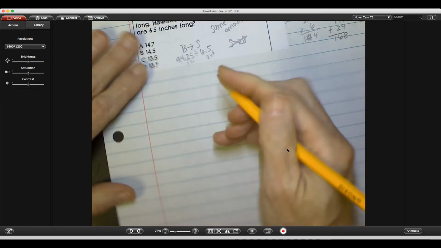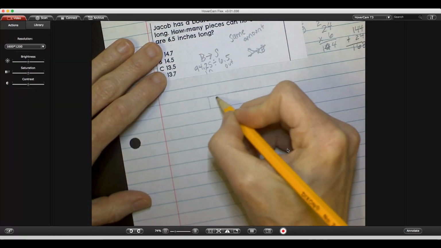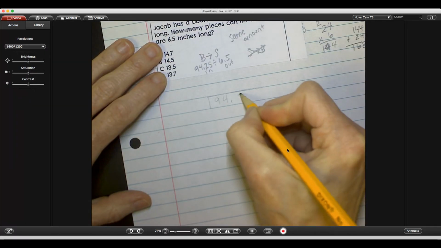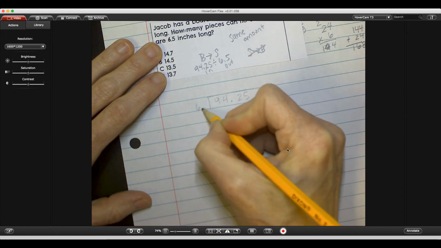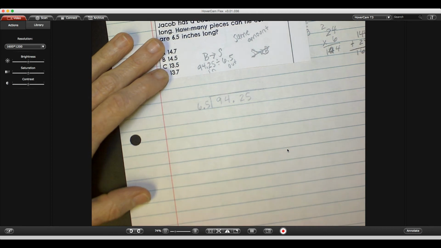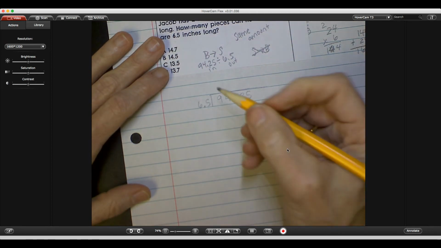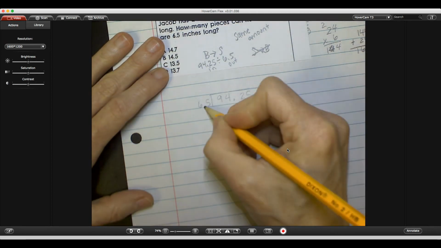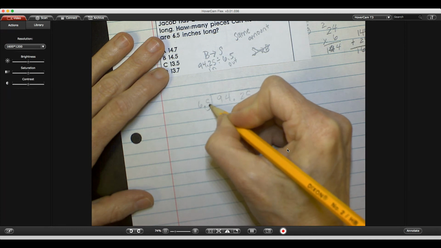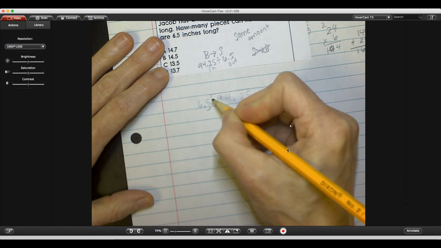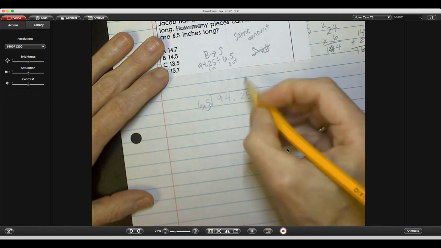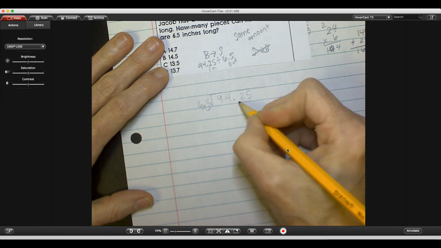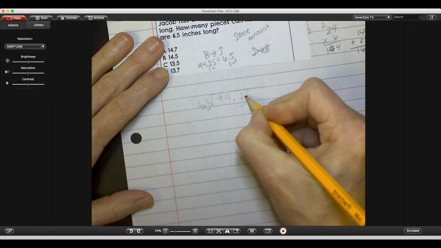Here I come over to my scratch paper. 9, 4, 2, 5, and then 6.5. Here I have a decimal outside the box, and I can only use whole numbers, so I have to move my decimal on the outside one time to make a whole number. New decimal, old decimal, but what I do to the outside, I have to do to the inside. So I moved it one time outside. I'm going to move it one time inside.